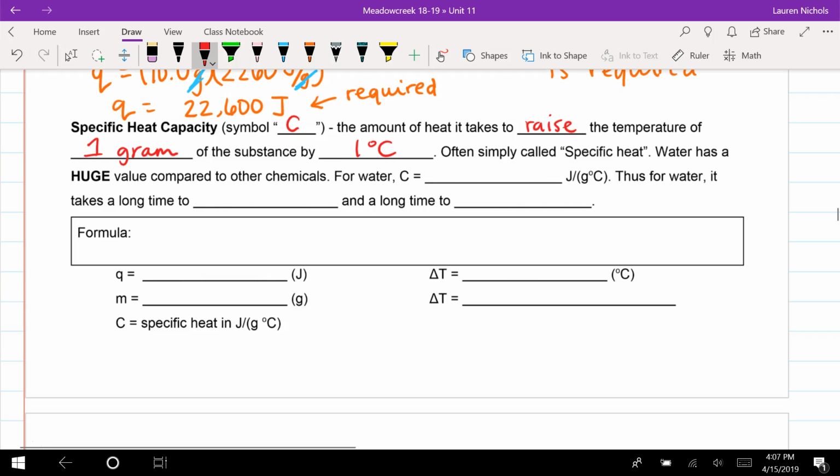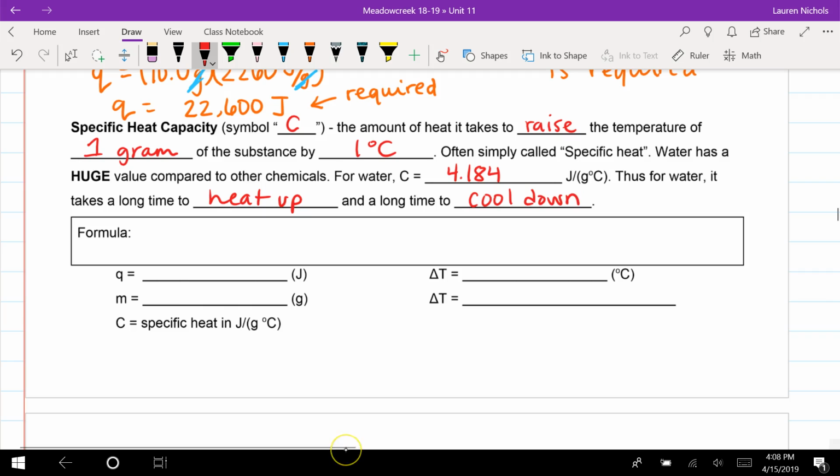And water has a humongous value compared to other chemicals. The specific heat of water is 4.184 joules per gram degrees Celsius. And so that means for water, it takes a long time to heat up compared to other things, as well as a long time to cool down.